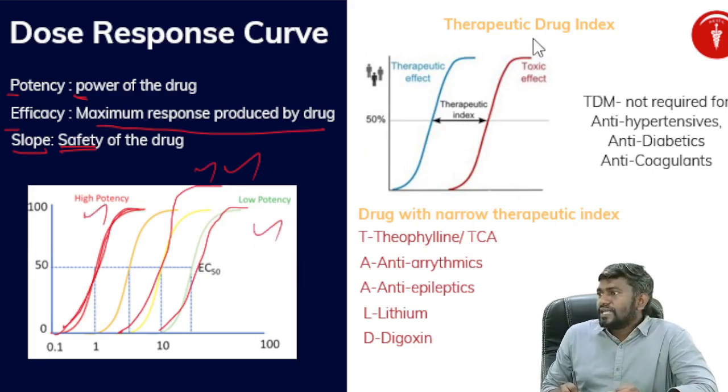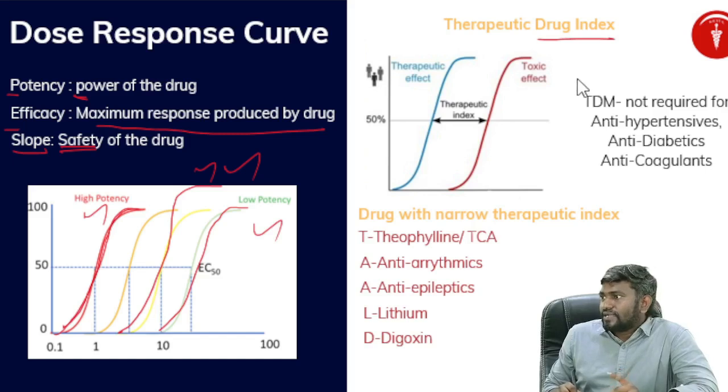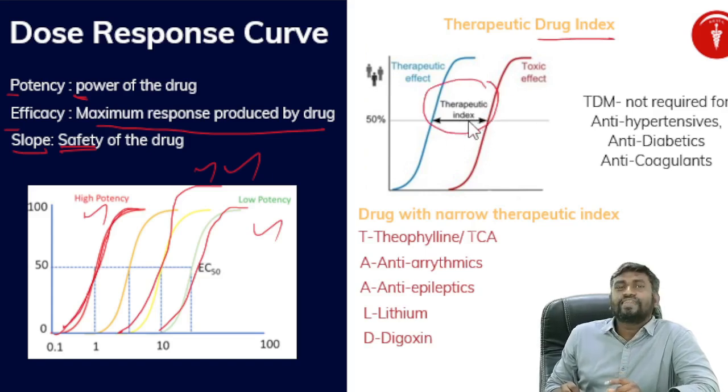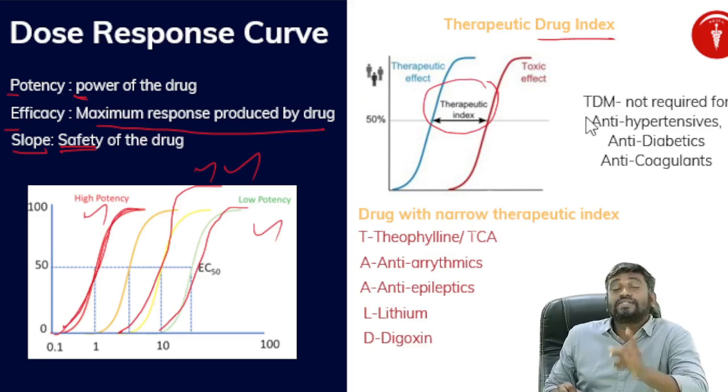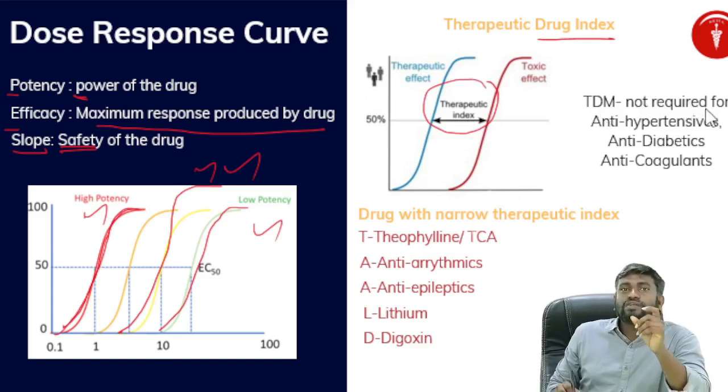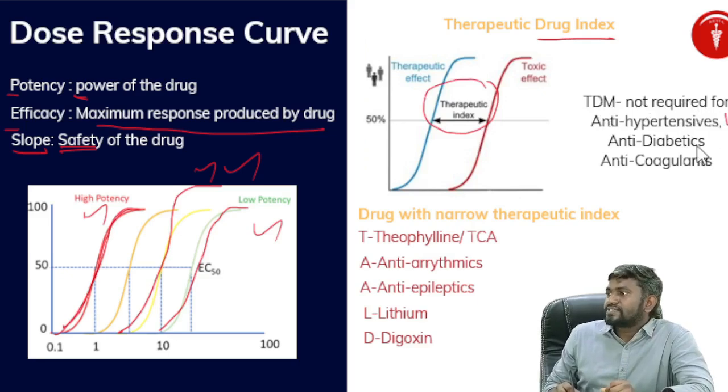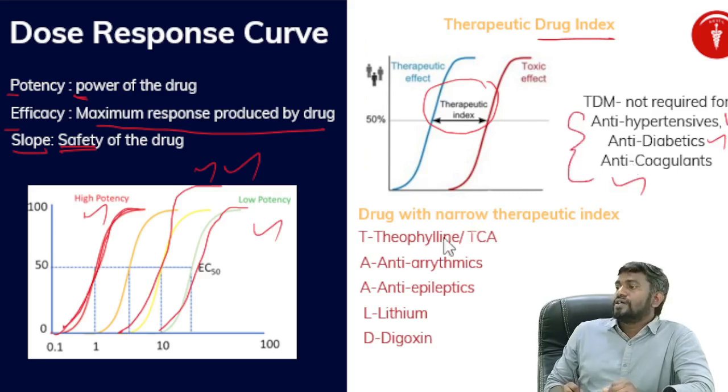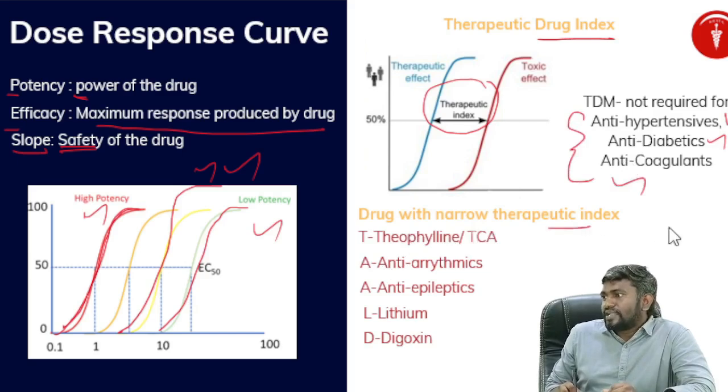Great. Now let's quickly look into the therapeutic drug index. The therapeutic index lies between the therapeutic effect and the toxic effect of the drug. Remember, this is the therapeutic index. Now TDM, therapeutic drug monitoring, is not required for antihypertensives, antidiabetics and anticoagulants. We will study all these drugs shortly as well. Now, drugs with a narrow therapeutic index come with the mnemonic TAALD, T-A-A-L-D.